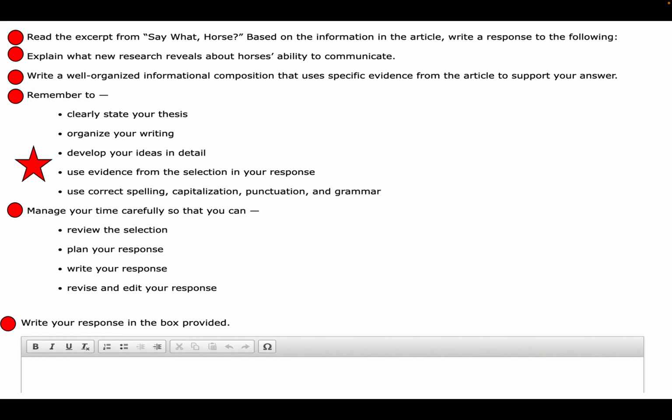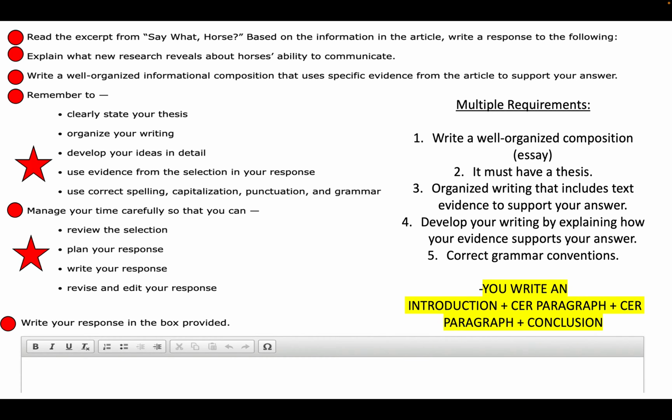It gives me all of these reminders. It says remember to do this, manage your time carefully. So in my reminders, it tells me what I have to have in my essay. If I put it all together and ask, what are the requirements here? Well, I have to write a well-organized essay. In my reminders, it tells me what goes into the essay. It says I have to have a thesis, it has to be organized, and in that organization, I have to have text evidence. I have to develop my answer by explaining my text evidence. How does my text evidence support my claim, which then supports my thesis?